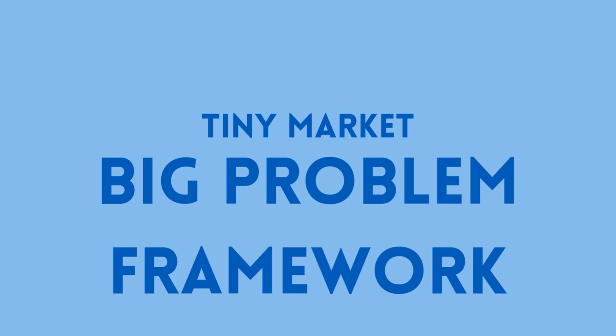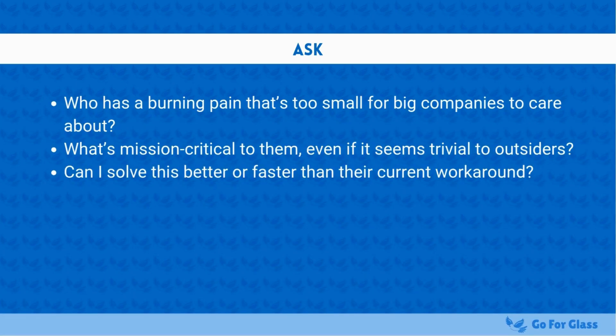Now we have tiny market, big problem framework. You want to ask who has a burning pain that is too small for big companies to care about. What's the mission critical to them, even if it seems trivial to outsiders who aren't in their shoes? And then you want to ask, can I solve this better or faster than their current workaround? Or is what you're going to do really efficient? This can help you identify unique solutions that have a small yet needing market, allowing you to capture a niche.